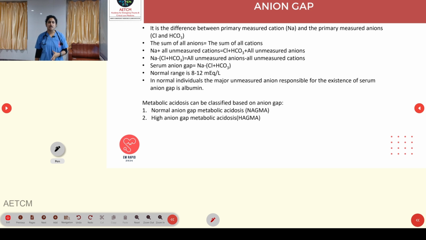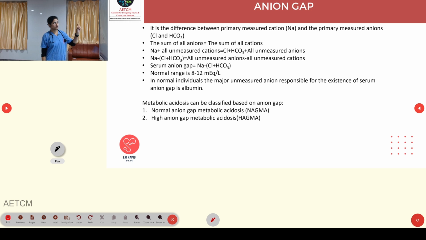So, what is anion gap? Anion gap is the difference between the primary measured cation, that is sodium, and the primary measured anions, chloride and bicarbonate. In order to maintain the electrical neutrality of the body, the sum of all anions should be equal to the sum of all cations.